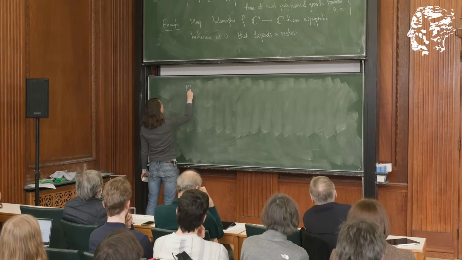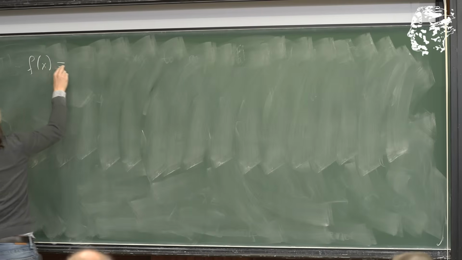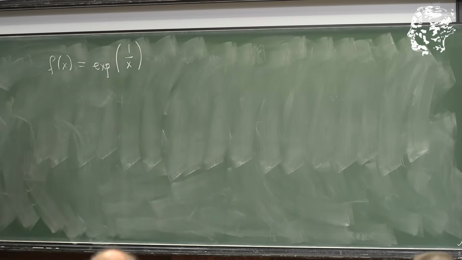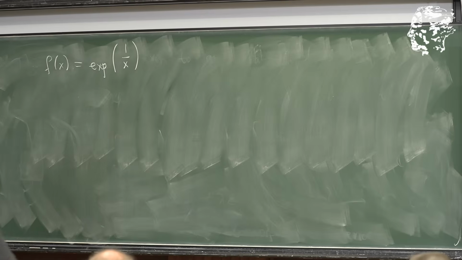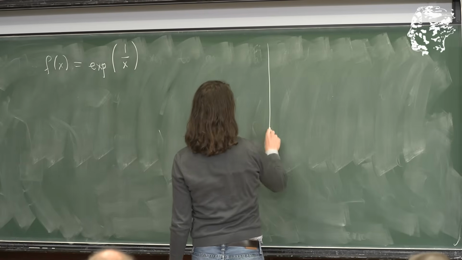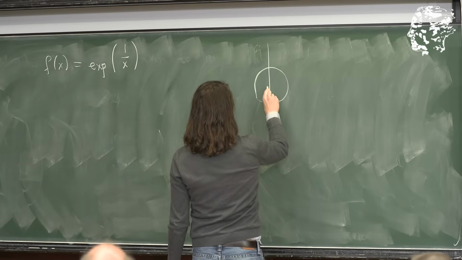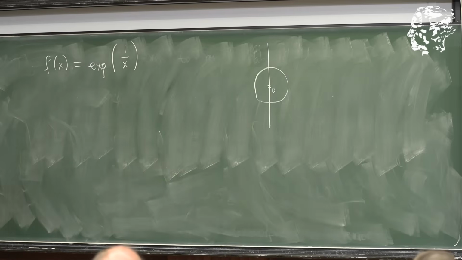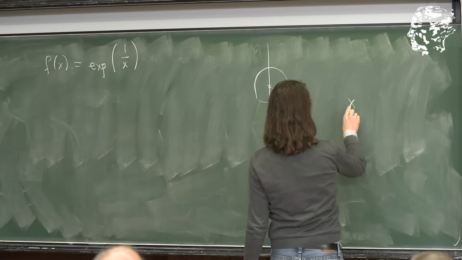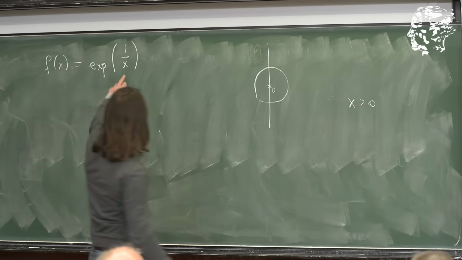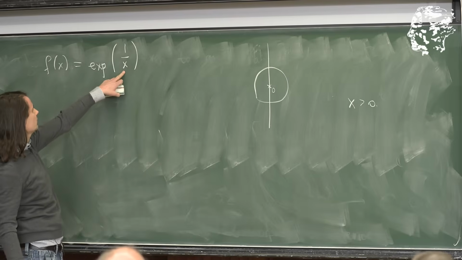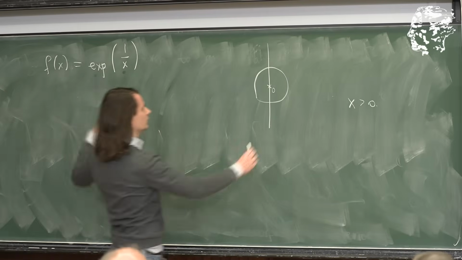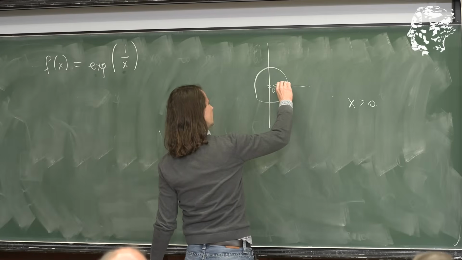So the standard example of this is f of x is the exponential of 1 over x. So 1 over x is well defined and the exponential is well defined. We have 0 here, and then I want to draw this imaginary axis, because what happens when x is a positive real number? When x is a small positive number, then 1 over x is a large positive number, and so the exponential of this is very large. So when you approach in this direction, you have exponential blowup.